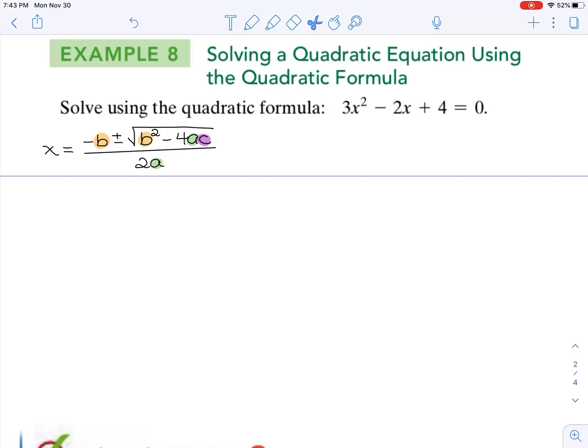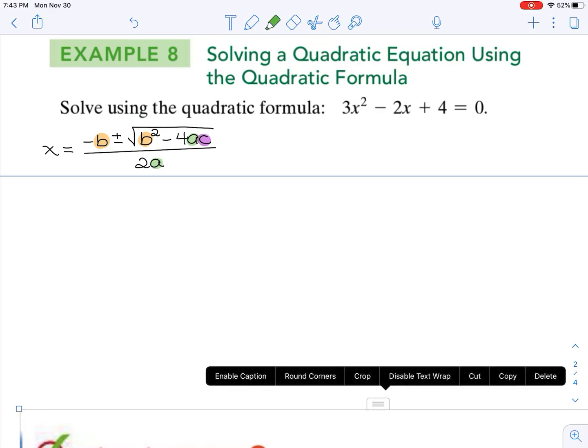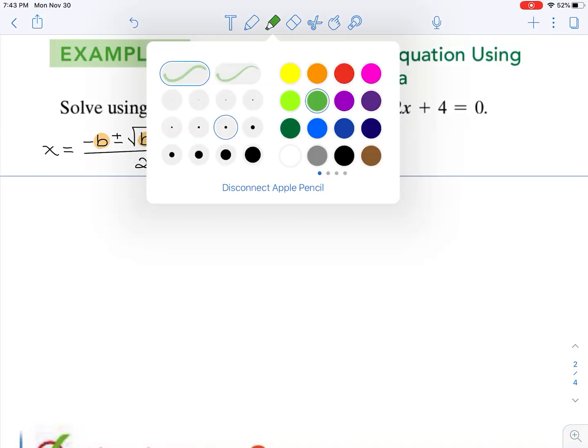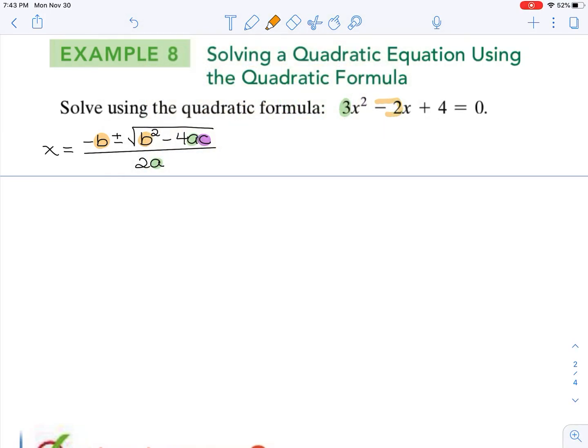Whenever we're given a quadratic equation, we are always going to identify the coefficient in front of x squared as our a, the coefficient in front of x, including its sign, as our b, and the constant as our c. Once we identify them, we plug them into the formula.